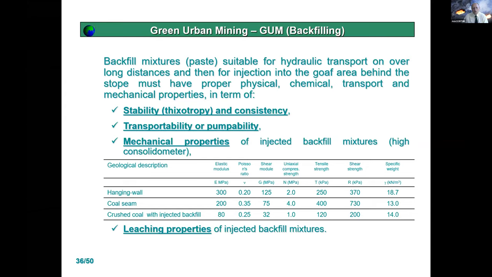Before the introduction and preparation of hydraulic paste, we made some tests of physical, chemical, transportation and mechanical properties. These tests were dedicated mostly to stability or thixotropy and consistency properties of the hydraulic paste, then transportation and pumpability tests of hydraulic paste, and at the end also mechanical properties. At the end, also leaching properties of backfilling mixtures.